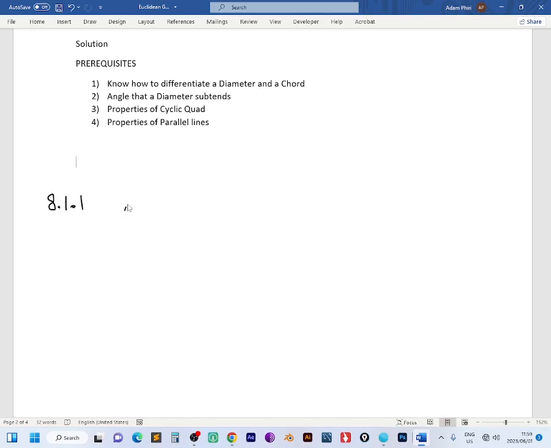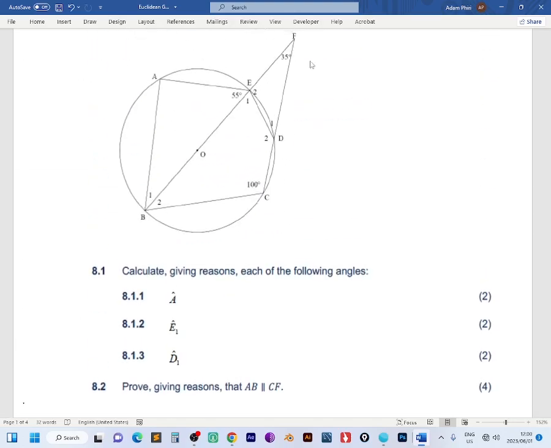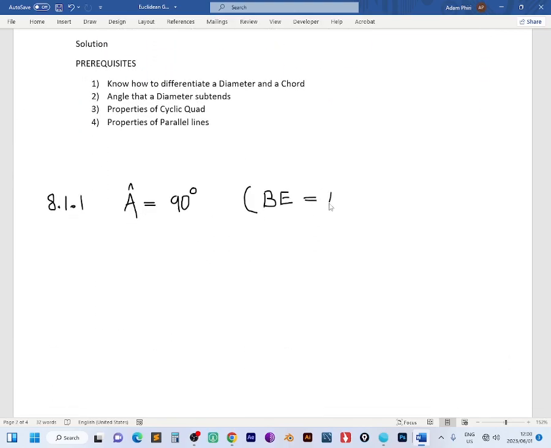So prerequisites there, you can say know how to differentiate diameter, and then you have angle A is equal to 90 degrees. So the reason there would be that BE is the diameter. So when BE is the diameter, how do we know that? Because of the center, that means that the angle subtended by a diameter will be equivalent to 90 degrees. That is the angle that a diameter subtends. So we have 8.1.2. Let's see what they want.